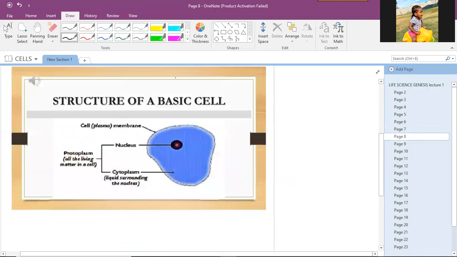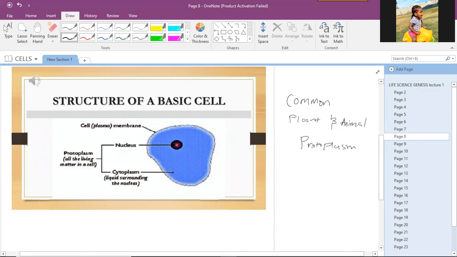All right, so now if a question comes saying, what are some of the features that are common to both a plant cell and an animal cell? Whether you are a plant cell or an animal cell, you're going to have three basic structures. And those three basic structures are grouped together into one term known as protoplasm.